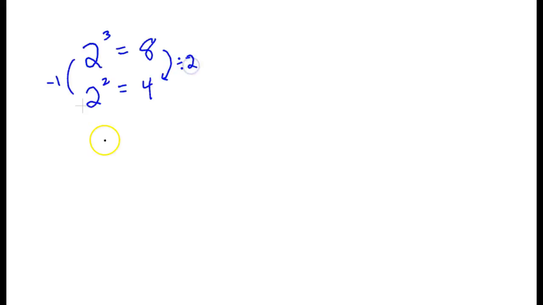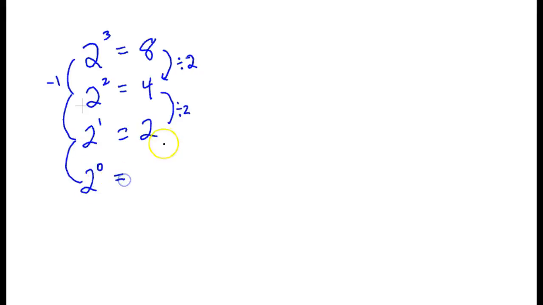All right? So we can continue this pattern, right? And we'll get 2 to the 1. Right? Go down by 1 here, and then divide by 2 here. 4 divided by 2 is 2. So we know 2 to the 1 equals 2. And then continue the pattern. Go down by 1, 0. Divide by 2, and you get an answer of 1. So we know anything to the 0 power equals 1.